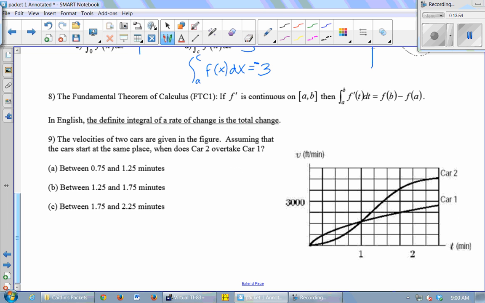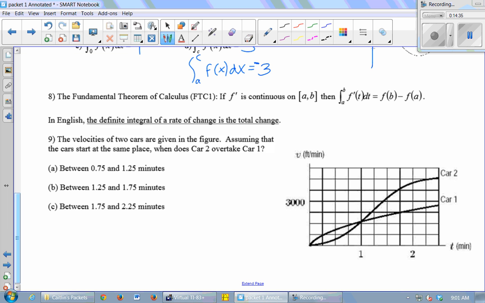All right, then one of the last things we talked about last semester is the fundamental theorem of calculus part 1. It says if f prime is continuous on a to b, then the integral from a to b of f prime of t dt, okay, so if you take the integral of a derivative, that's equal to f of b minus f of a. And in English, this says the definite integral of a rate of change, right, because a derivative represents a rate of change. So this says the definite integral of a rate of change is total change. Right, so f of b minus f of a tells you the net total change in the function f.